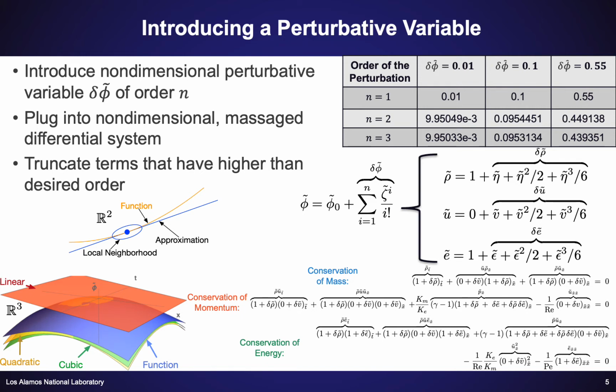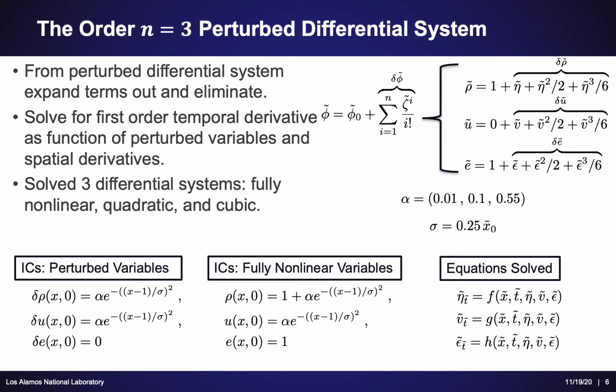A table at the top right of the slide shows sample amplitudes for the perturbed variables at various total perturbative amplitudes. The perturbed non-dimensional differential system from the previous slide may be massaged into a form where solely a first-order time derivative is on one side of the equation and all other terms, including spatial derivatives, are on the other side. These functions, f, g, and h, are the equations that are calculated and then solved numerically to produce a semi-analytic solution. Two different order perturbations were used, a quadratic and a cubic.